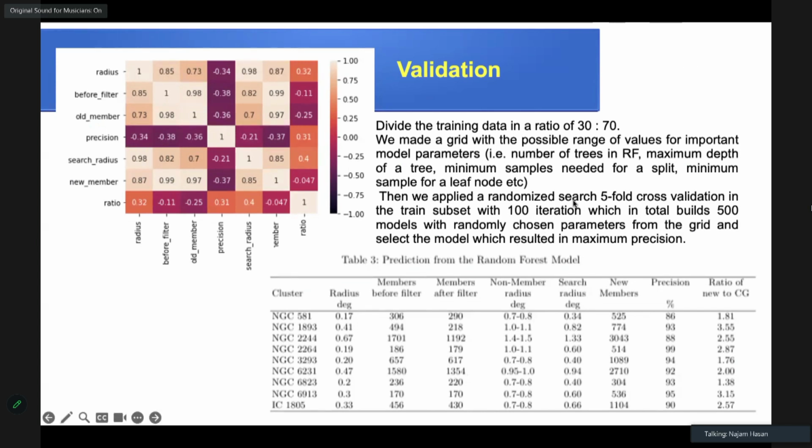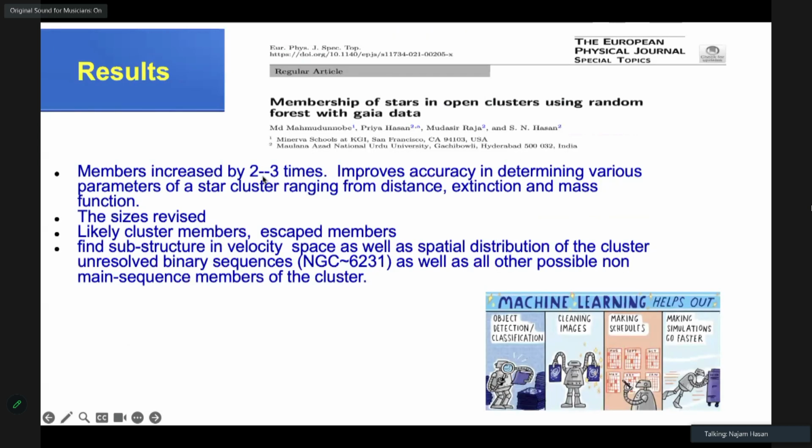So we did the validation by looking at APOGEE and Gaia-ESO, and you can see that the members increased by 2 to 3 times. It improved the accuracy in determining the various parameters of star clusters, ranging from distance, extinction, mass functions, and the sizes of the clusters were also revised.